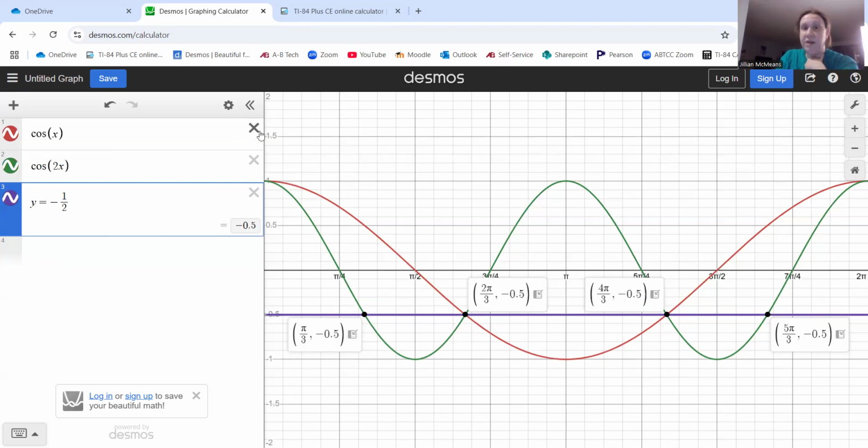Hopefully that makes sense. When we have regular cosine from 0 to 2 pi, we get 2 solutions. But when we have cosine of 2 theta, we get 4 solutions. By shortening the period, we increase the number of cycles, which increases the solutions. It basically doubles the solutions if you're looking at 2 times theta. So let's go to the worksheet and see what this means algebraically.